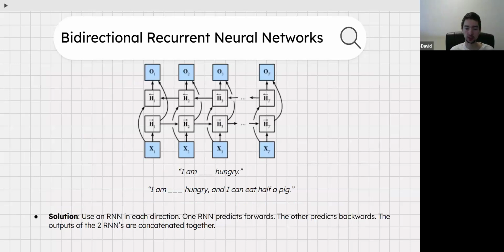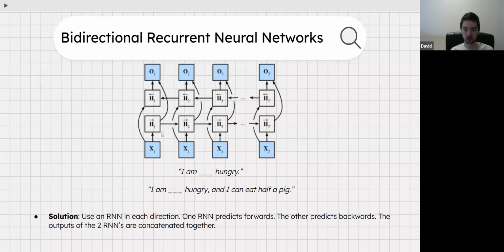Basically, we take in each word, and you see the arrow on top of the H. The H is the recurrent unit of the recurrent neural network, for example a cell in an LSTM. The right leaning arrow indicates that we're predicting forward, and the left leaning arrow indicates that we're predicting backwards.